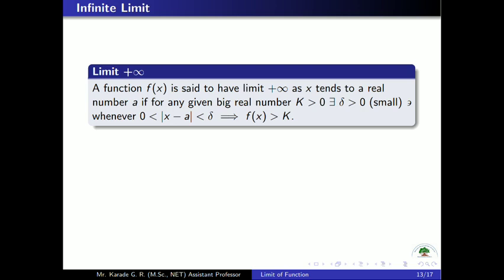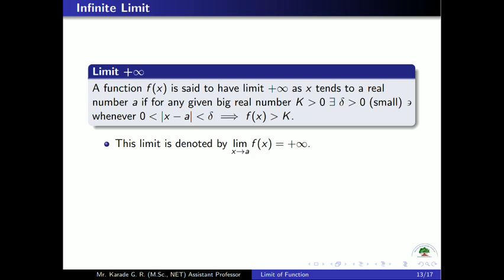a delta greater than 0, delta is very small, such that whenever distance between x and a is greater than 0, less than delta, this implies that the values of function f of x is greater than k. Means whenever x approaches towards a, this implies that f of x becomes larger and larger. Okay, in this case we say that limit of function f of x is infinity as x tends to a.